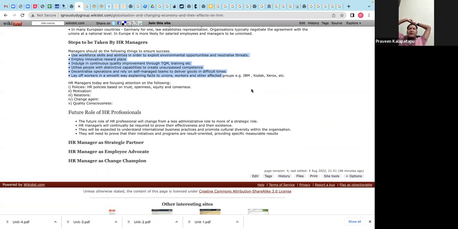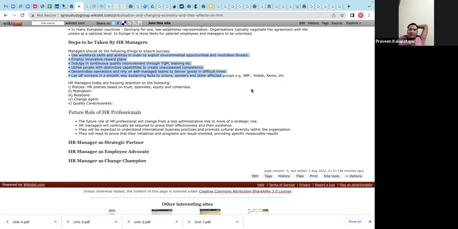HR managers today are focusing on what? They're focusing on policies, so they make new policies. They are focusing on motivation, so they are trying to motivate employees. Relations: it is about maintaining the relationship between the employees. Change agent: they play an active part in any change in the organization. Quality consciousness: making employees very conscious about the quality aspect. So these are the steps to be taken by HR managers.